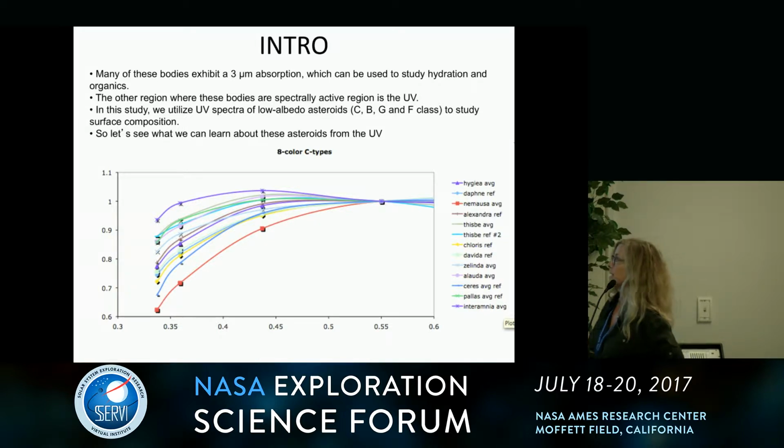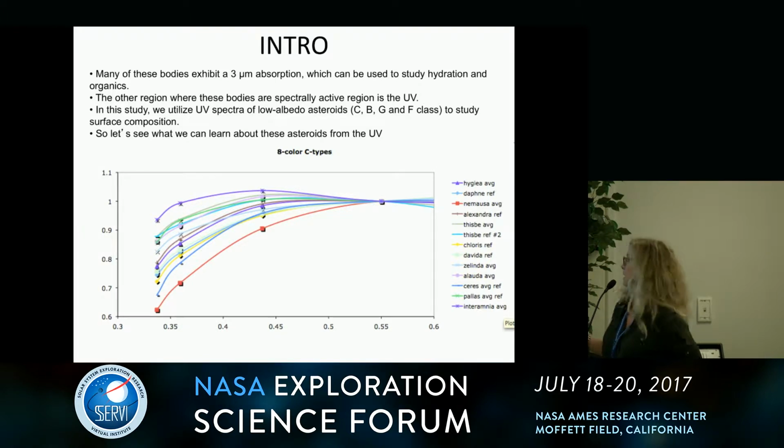Most of these bodies tend to exhibit an absorption near 3 microns, which can be used to study hydration and organics. Aside from that, most of the spectral activity on these bodies happens in the UV. They all exhibit this UV absorption, which is an intervalence charge transfer due to ferric oxide, and comprises several mixed absorptions.